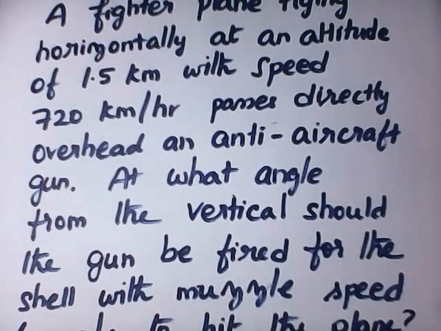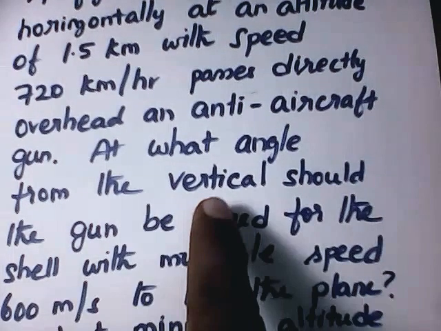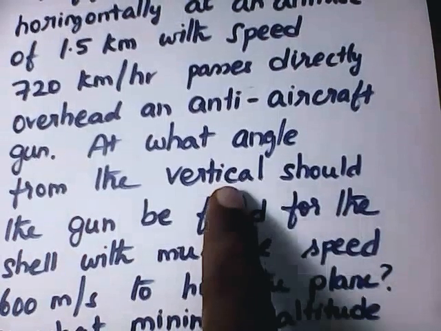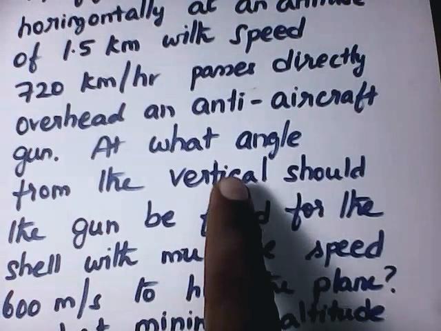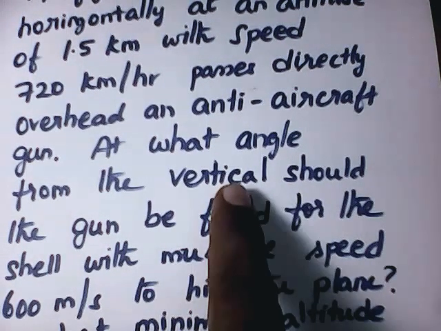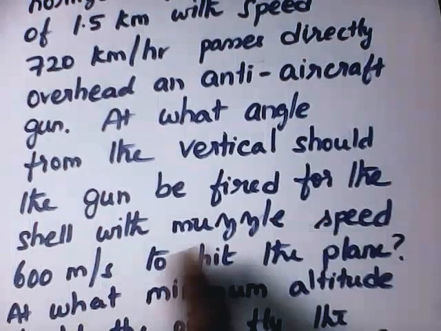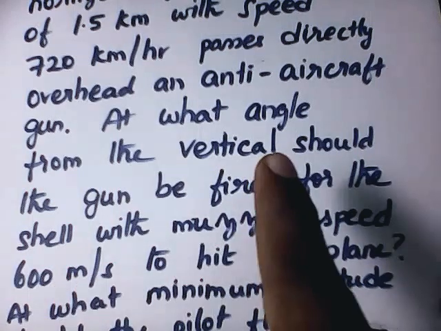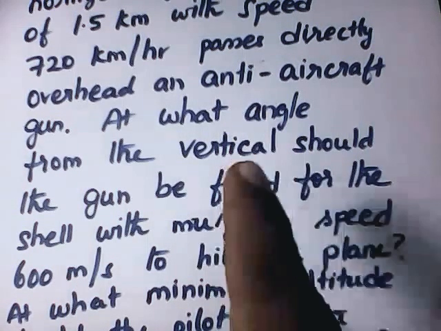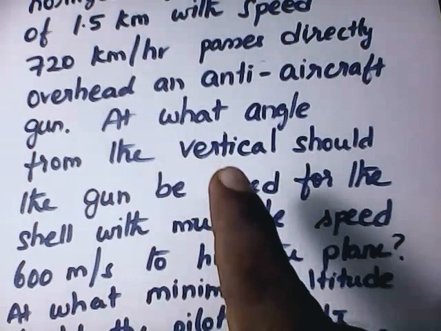So 1000 is meant for converting kilometer into meter, that is in the numerator, and you divide by 3600, which is to convert hours into seconds. Next, you have to see one thing: at what angle from the vertical. They are not asking with the horizontal, they are asking with the vertical. So when you answer the question, you should be thorough with the vertical, not the horizontal. The shell has a muzzle speed of 600 meters per second. They are asking the angle, that is theta. The theta is not with the horizontal but with the vertical. So that is the main point.